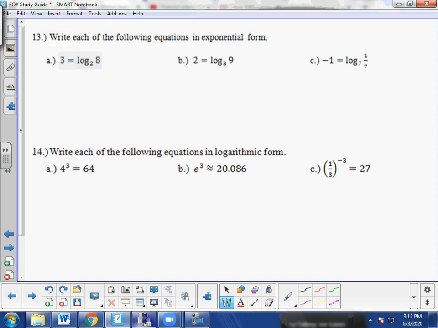In the expression here in problem 13, we want to rewrite these into exponential form. So the base of the logarithm can be found here. In an exponential function, the way that we write that base is just the 2. The power of the exponential function would be found here. So this would be 2 to the third, and then that would equal 8. And we know that that makes sense. 2 to the third power is 8.